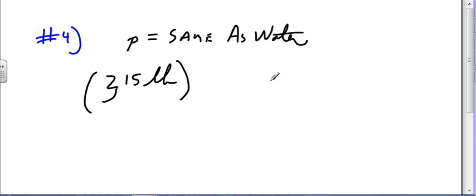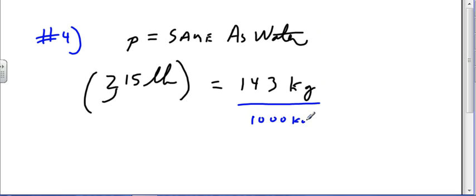Alright, so we're going to do that on a calculator, and we're going to end up with 143 kilograms. And then we're going to divide that by 1,000 kilograms per meter cubed, which is the density of water, and we're going to end up with 1.4 meters cubed, because we're not going to claim to have any more than 2 significant digits. So that's not very much. We can stick you in a pretty small container. Yeah. Now, a meter cubed is a pretty big thing.